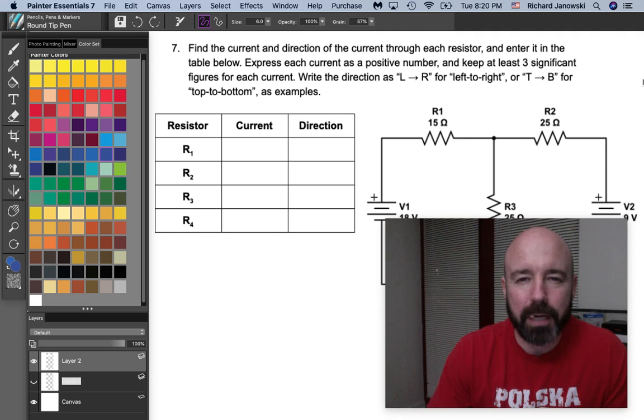Here we are on chapter 35 study guide, problem number 7. This is one of those weird ones where you've got a couple of loops and your job is to figure out what's the current going through each of the resistors and what is the magnitude of the current going through each of the resistors.